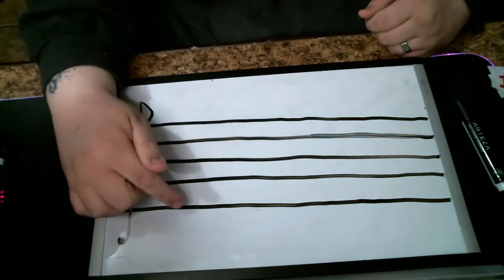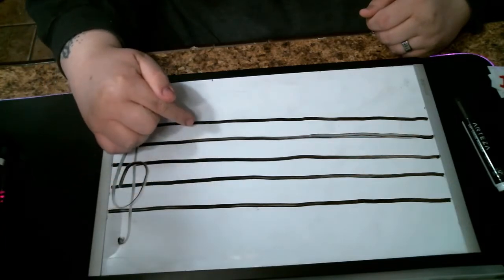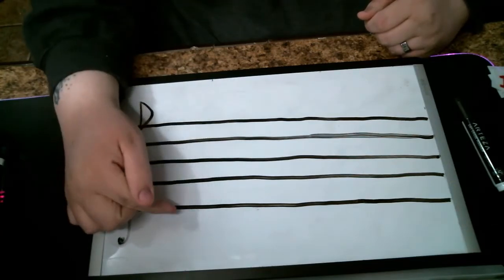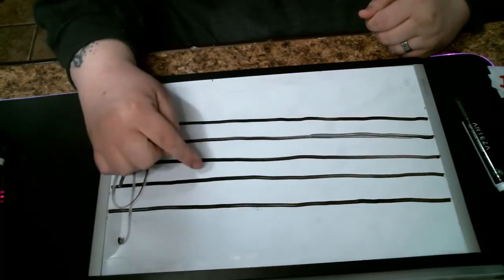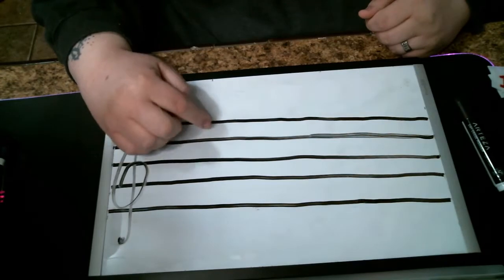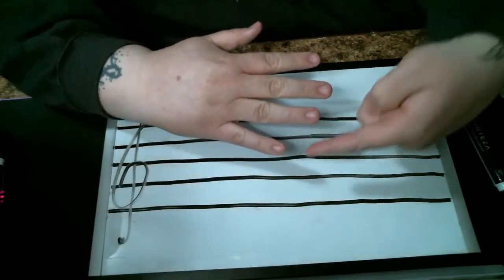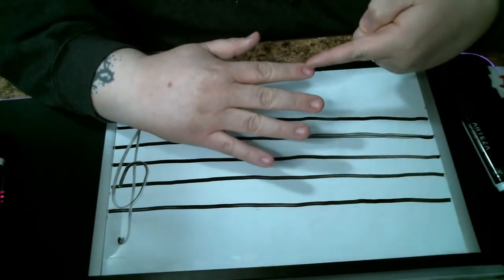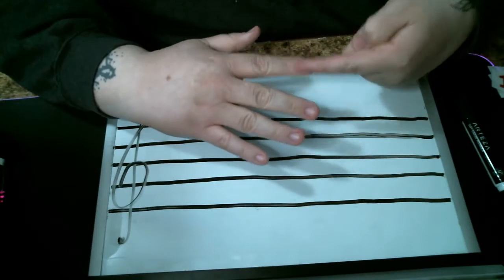The music staff has 5 lines: 1, 2, 3, 4, 5. Remember, always start from the bottom when we're at music. And it has 4 spaces: 1, 2, 3, 4. An easy way to remember this is our hand. Our hand also has 5 lines, 1, 2, 3, 4, 5, and 4 spaces, 1, 2, 3, 4.